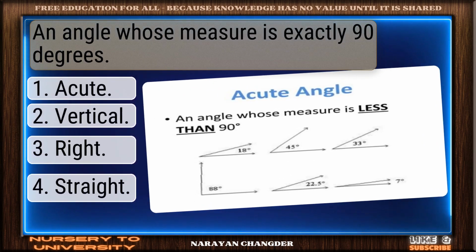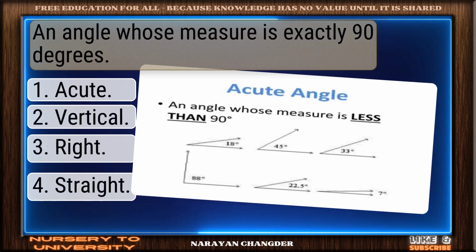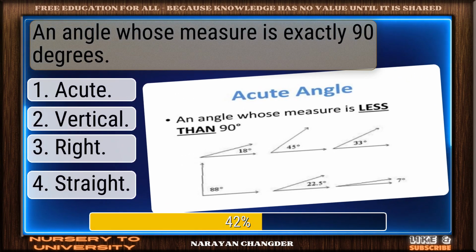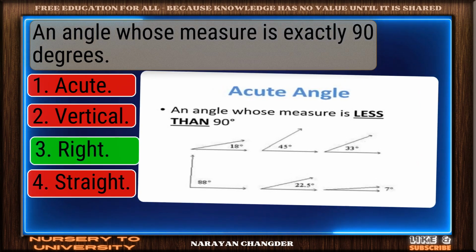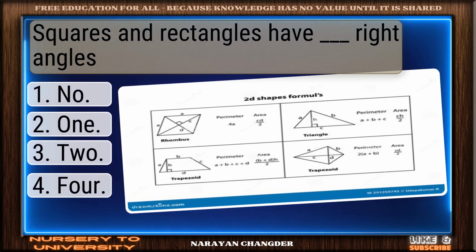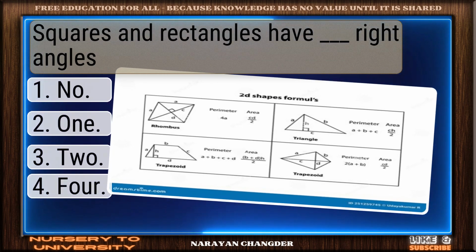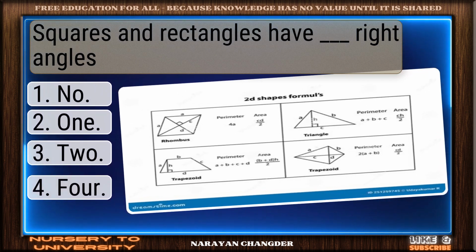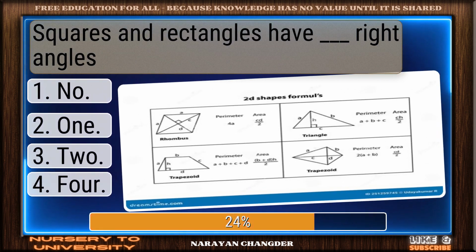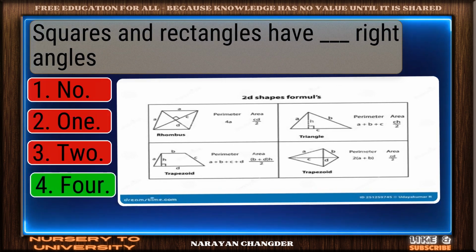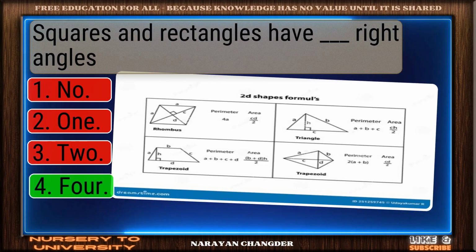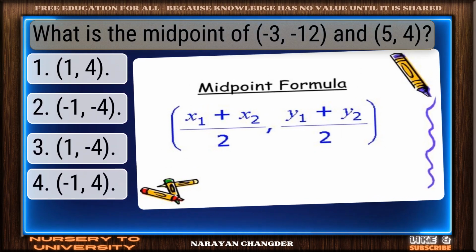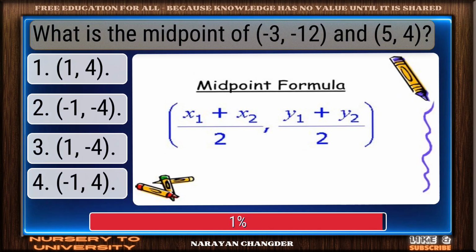Question number 205. An angle whose measure is exactly 90 degrees. Perfect. Right is the correct choice. Question number 206. Squares and rectangles have dash right angles. You're right. 4 is the correct answer. Question number 207. What is the midpoint of and?